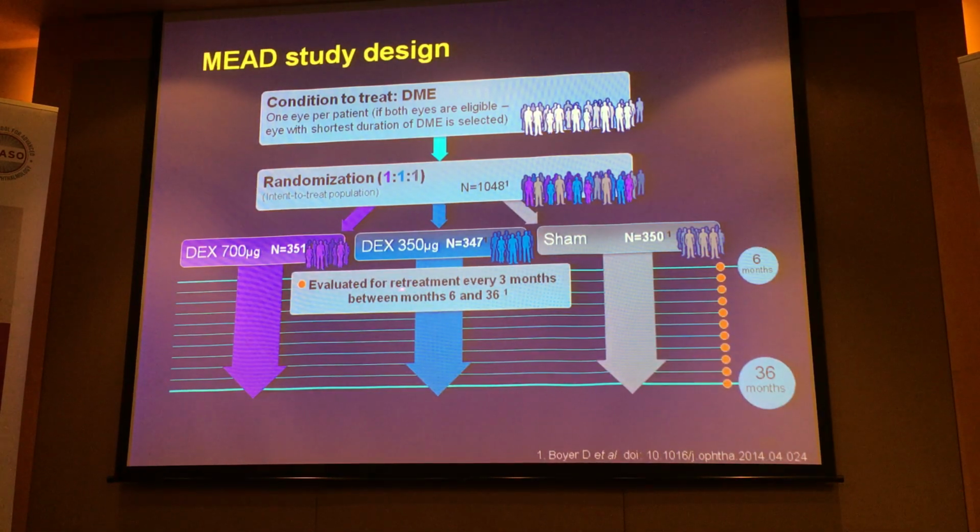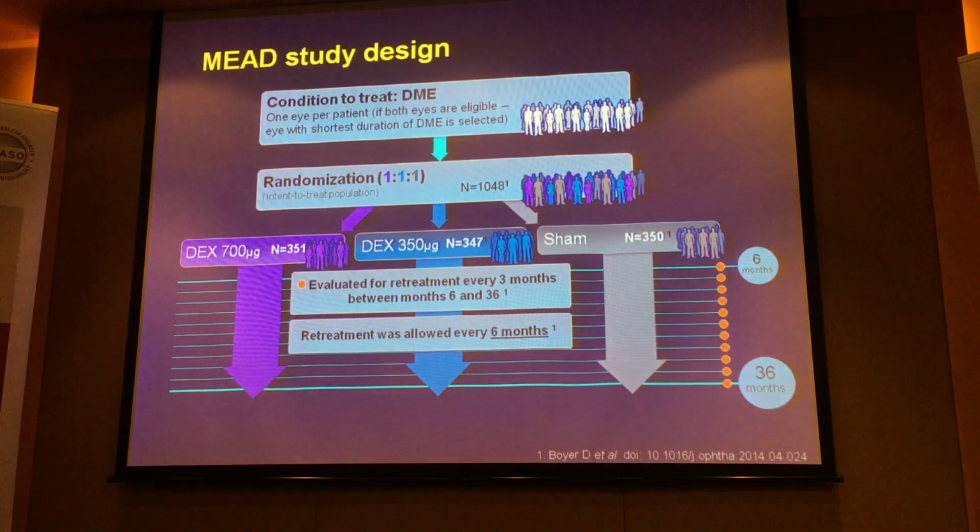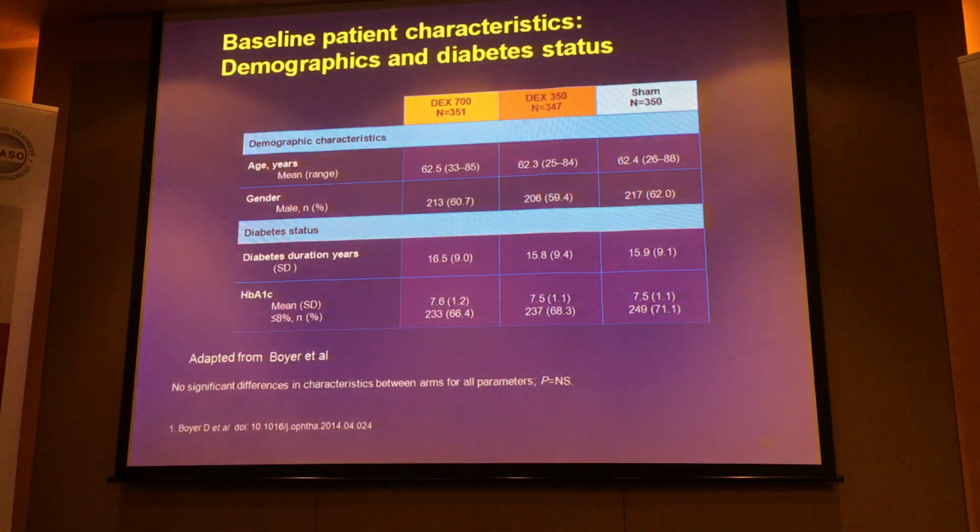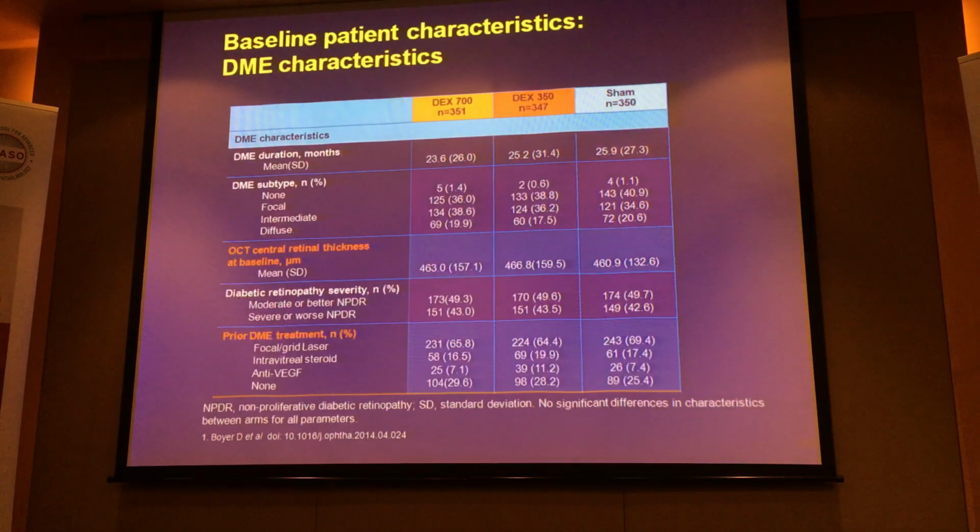These patients were treated and evaluated for retreatment every 3 months, but we were only allowed to inject them every 6 months. The initial idea was that these implants could last 6 months. The whole study was for 3 years. This is the age and duration, quite well balanced.